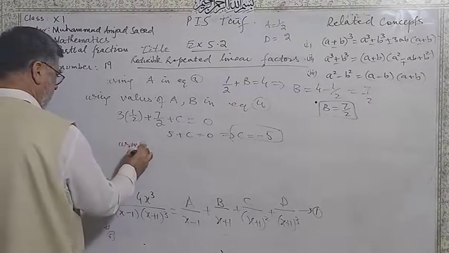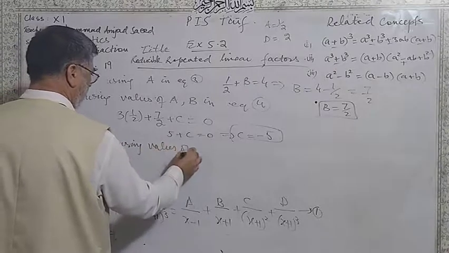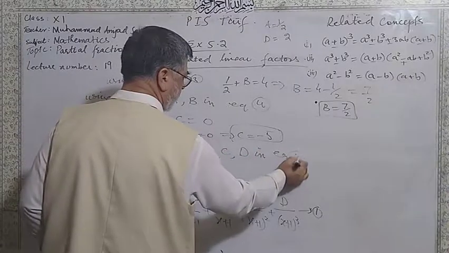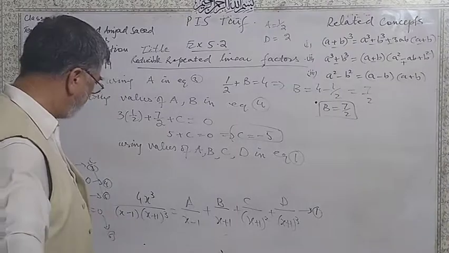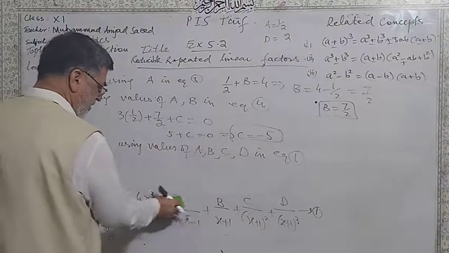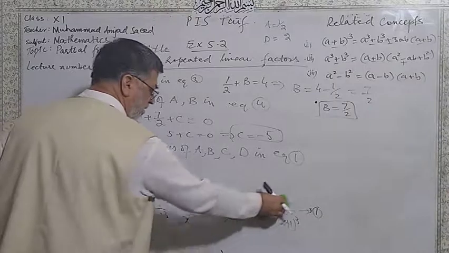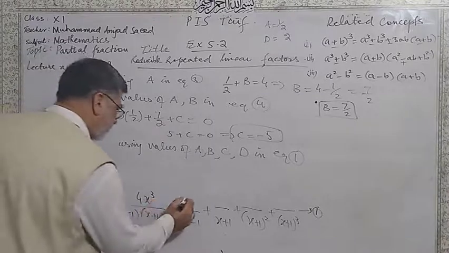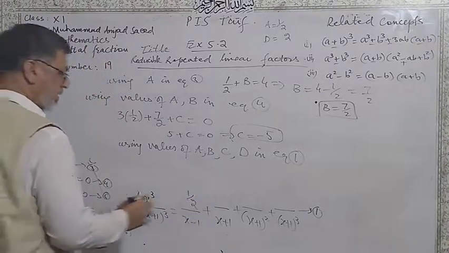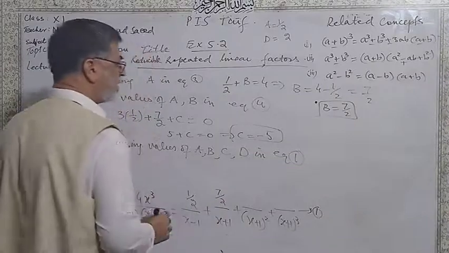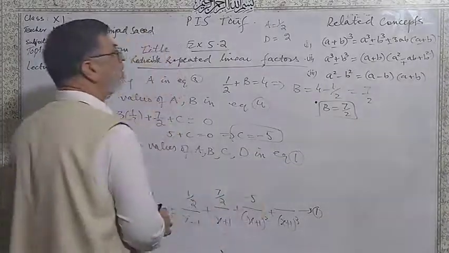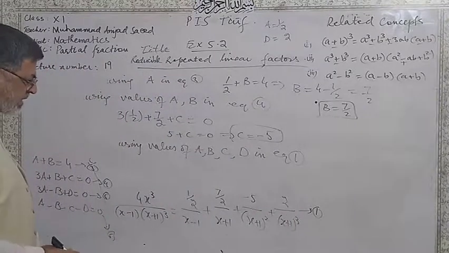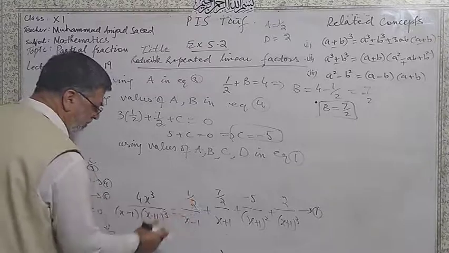Using values of a, b, c, d in equation number 1. Now you will apply the values: a is 1 over 2, b is 7 over 2, c is minus 5, and d is 2. In the next step, this 2 will come down.